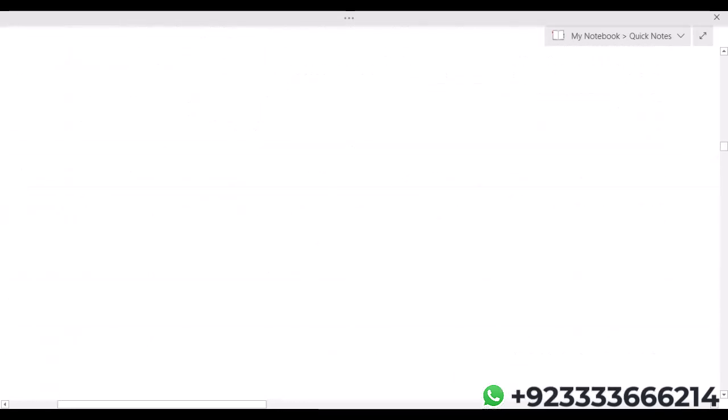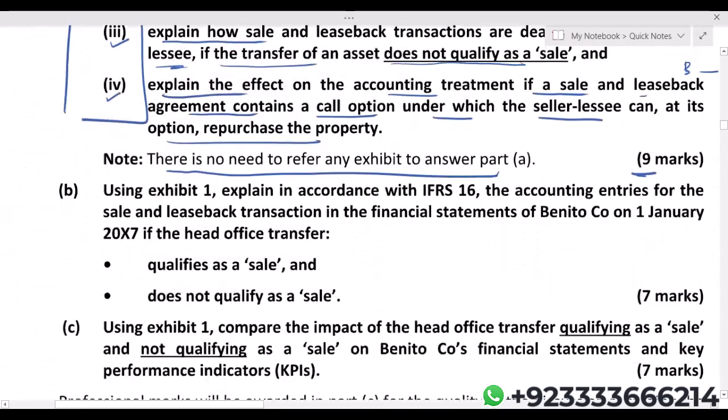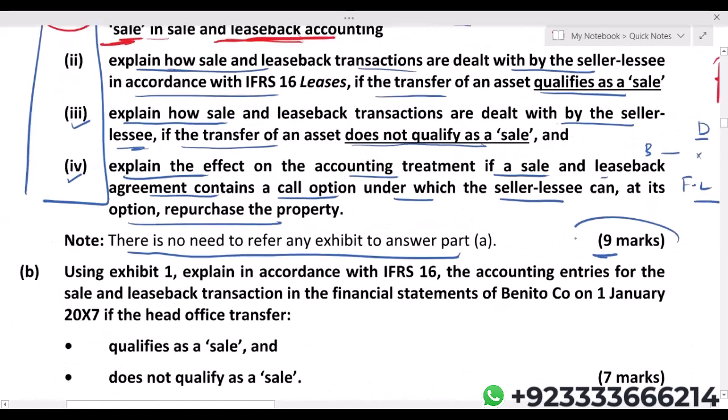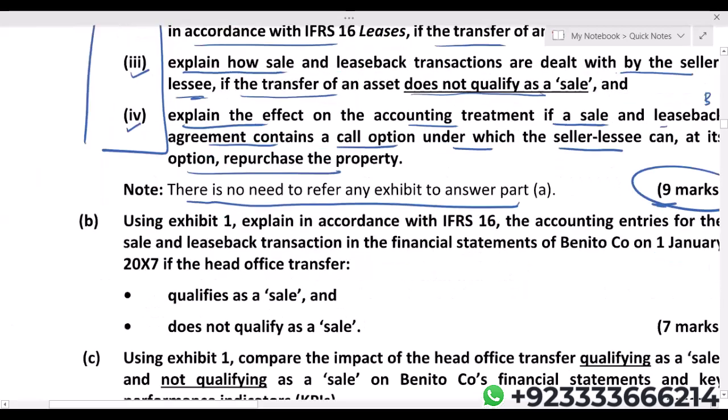Okay, now let's see, and you can see one more thing. A 9 marks question, pure explanation, and in addition to that, no need to refer to any exhibit. It means that if you have a really good grip on the relevant IFRS, you can easily get really good marks out of that 9. Okay, now.